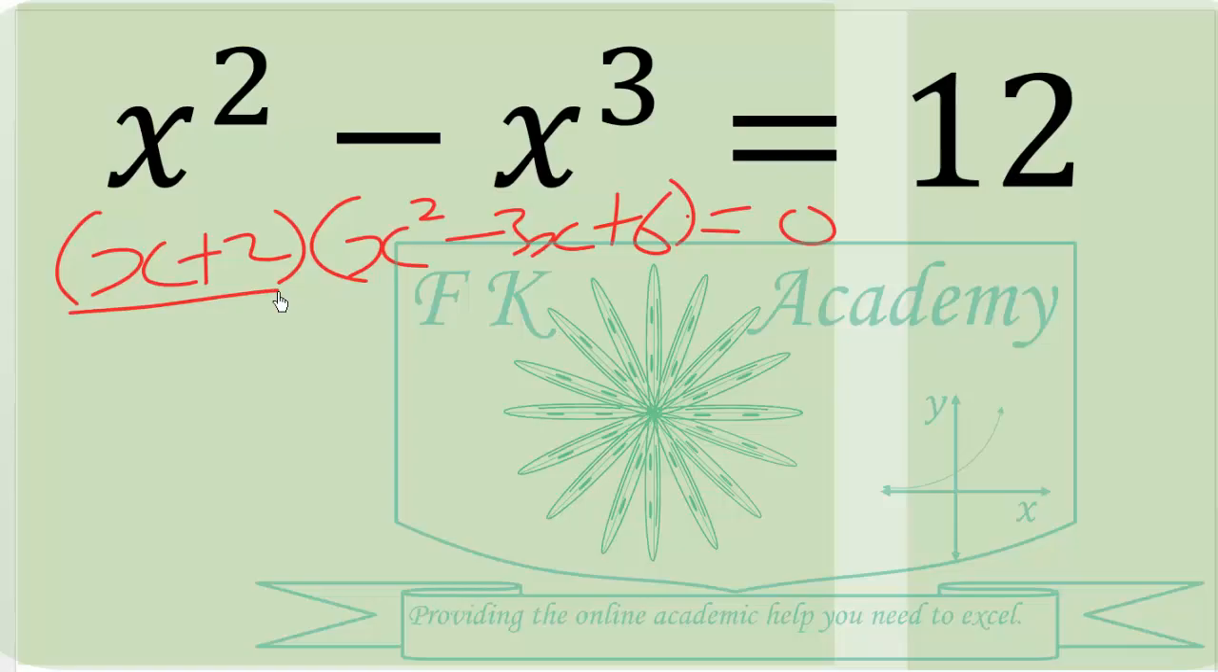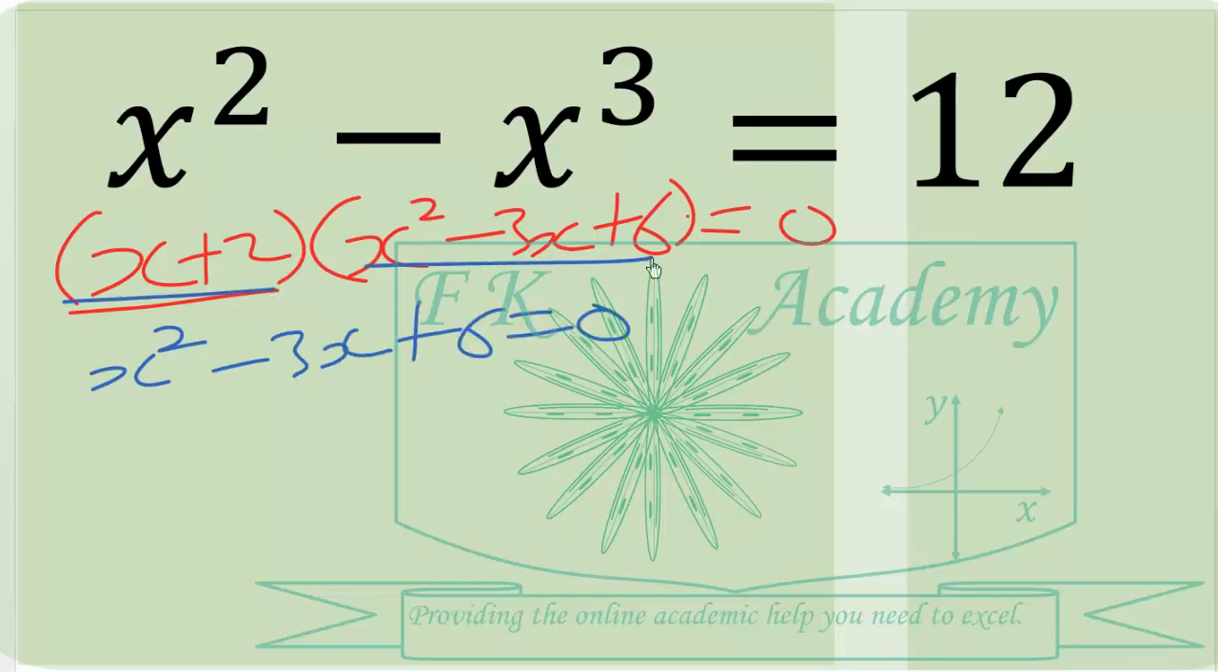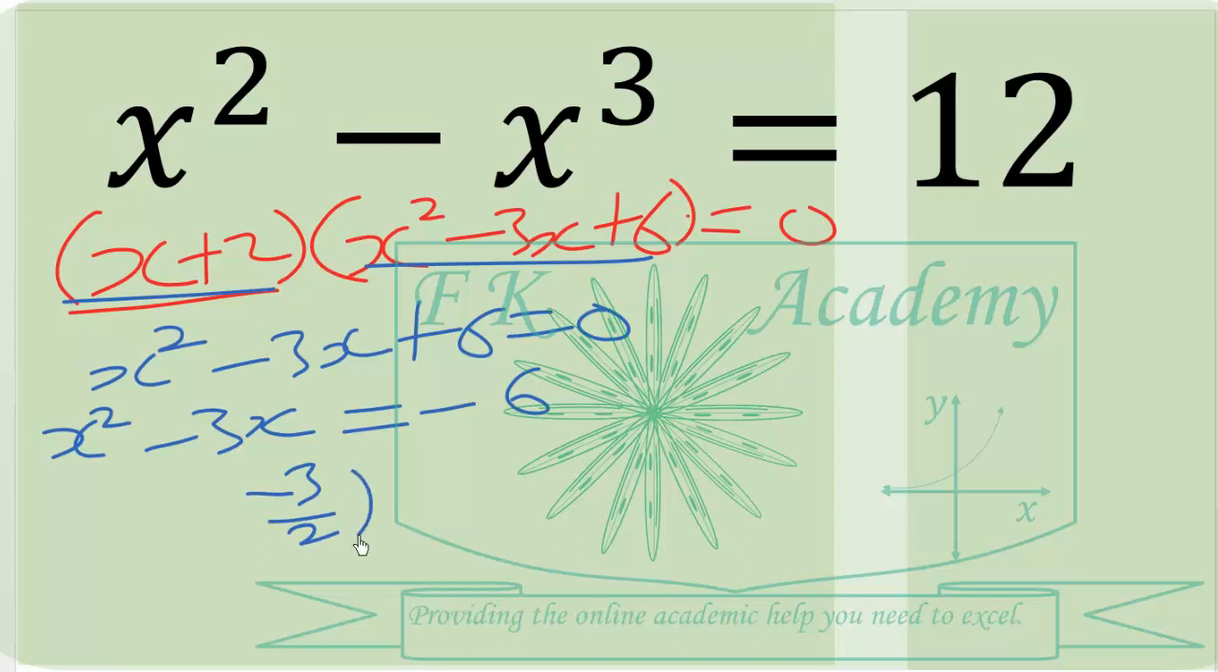So the x squared minus 3x plus 6 equals 0 is what will give us the complex roots. Let's pick it and solve. We are going to complete the square. So x squared minus 3x will be equal to negative 6. We add half of negative 3 all squared to both sides, so we get a perfect square on the left hand side.